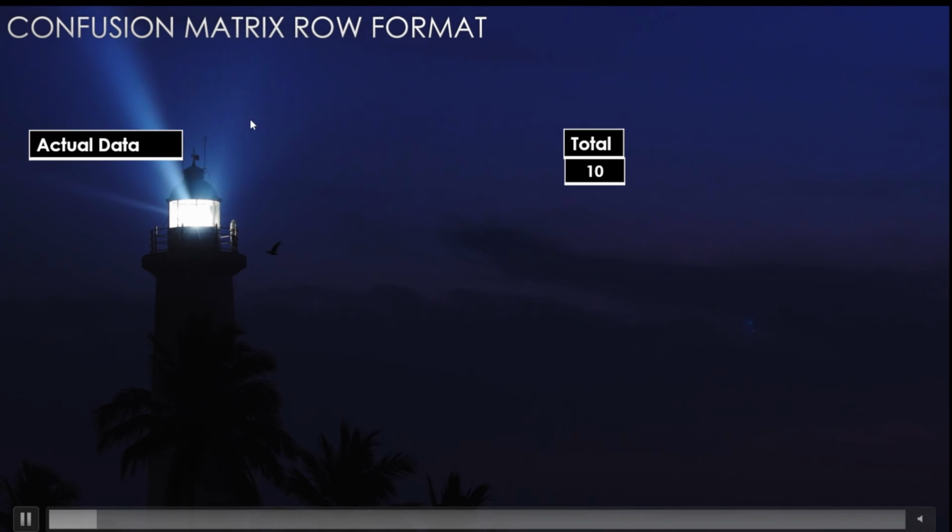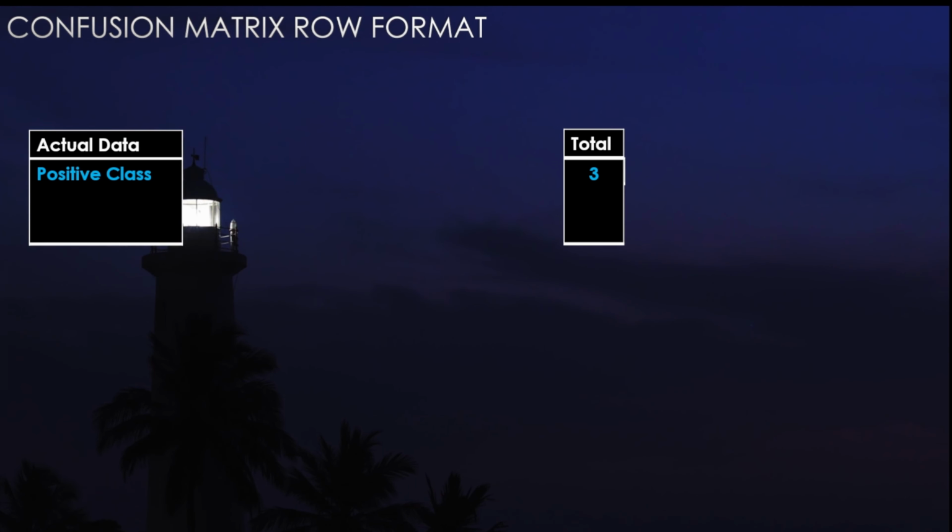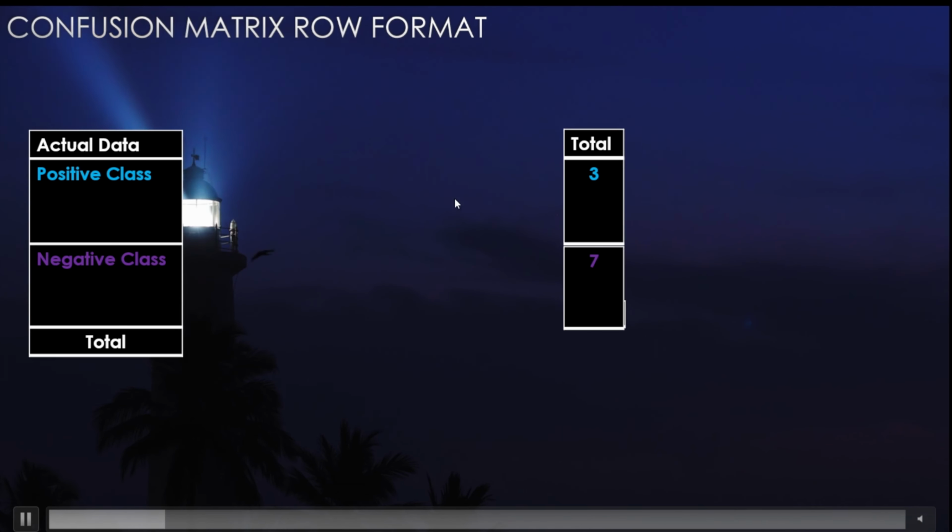A confusion matrix starts with the actual data. For example, in this case we have 10 example data points which are actual data, and we want to divide them into two parts. One is the positive class, which is often the concern, the matter of interest. For example, it could be spam, or whether a disease is there or not. That's called the positive class. Then we have the negative class, and our sample has been divided in a 30 and 70% ratio.